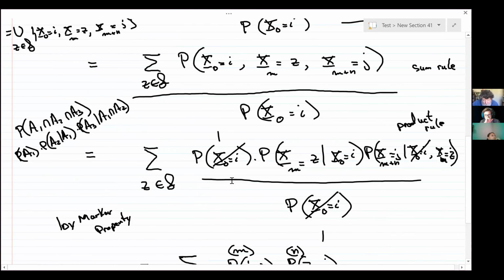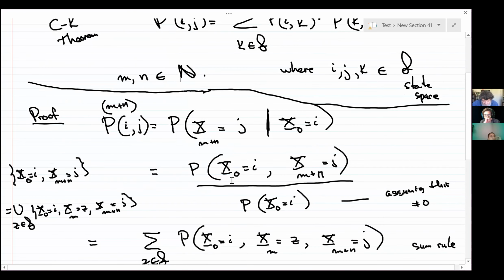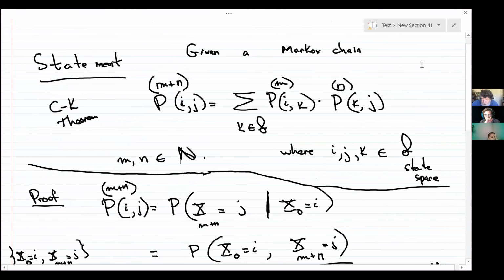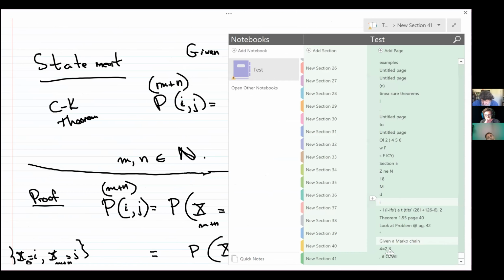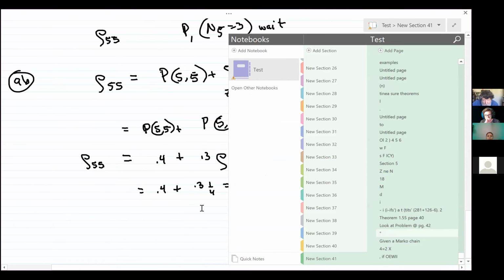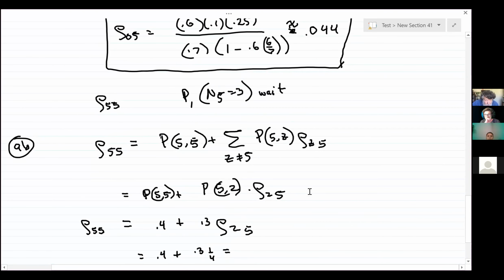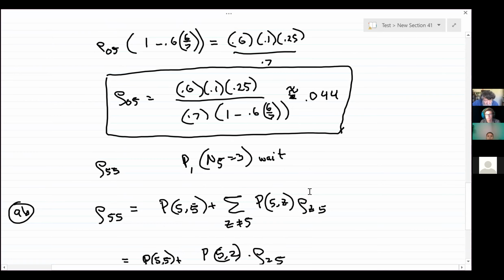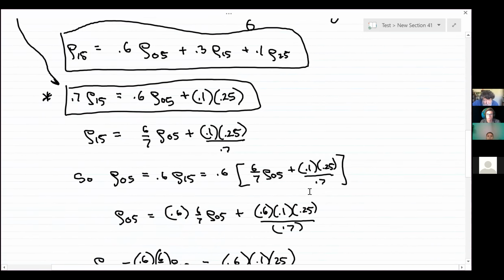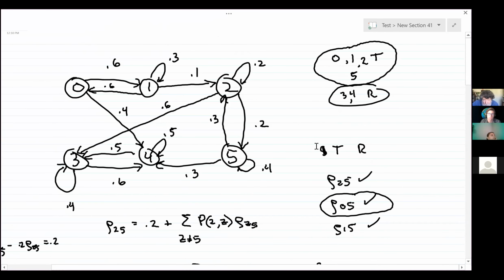Someone asked me to prove the Chapman-Kolmogorov equation, state and prove it. So we did that, I believe, at office hours. And nope, this is something else already. We also did this problem, which was from the sample test. So this was problem 1, I think.